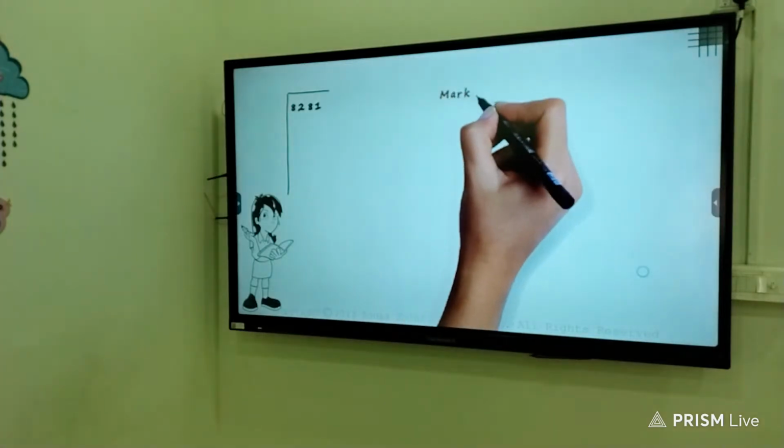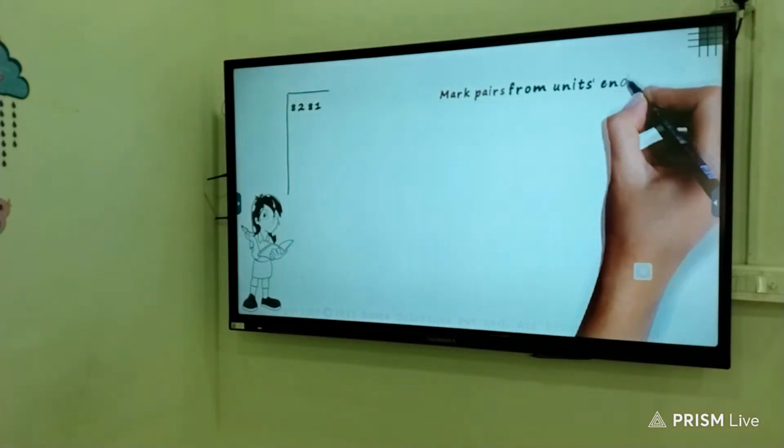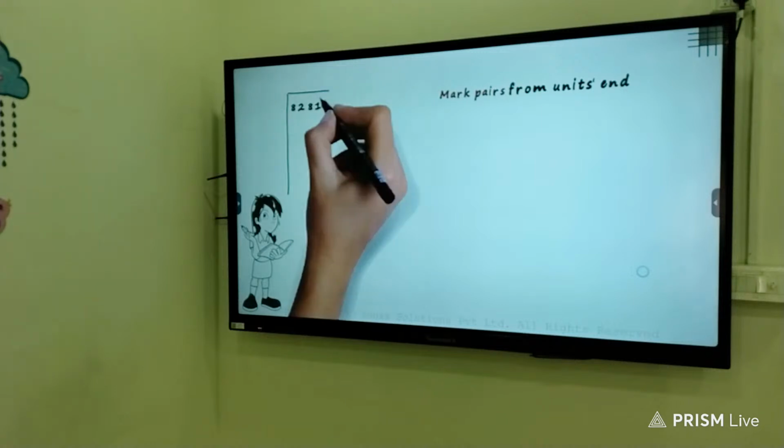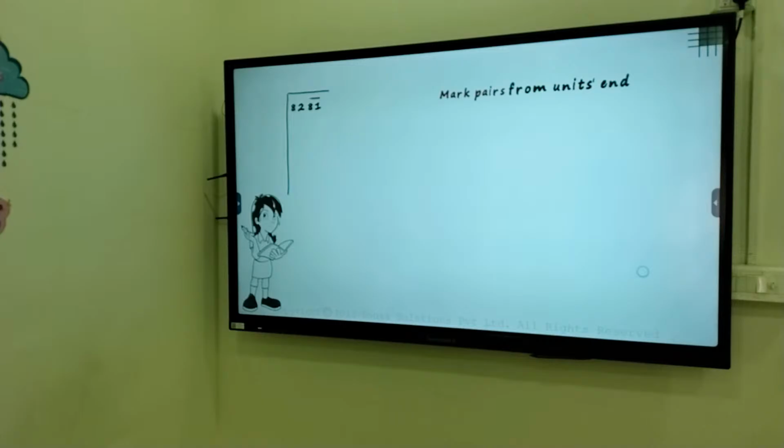The first step is to mark pairs of digits from the unit's end. The unit's end is the number 1. So we mark pairs of digits from the right hand side. This becomes our first pair from the right, the number 81. We continue to mark pairs till we cover all digits of the number. The next pair will be 82. So the first step was simple. We just mark pairs from the right, which gives us two pairs, 82 and 81.